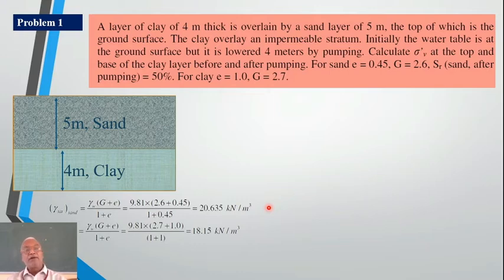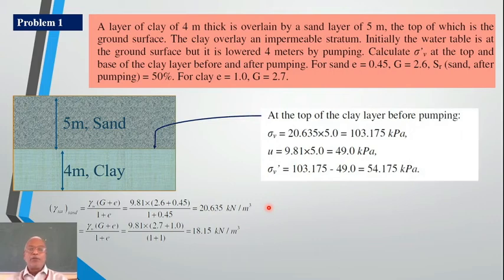Okay, now after drawing the stratification and then gamma etc, here at the top of clay layer, because they have asked you to calculate sigma dashed V at the top and base of the clay layer before and after. So at the top of the clay layer, before pumping, means there is no water table changing, it is here itself, right? Now sigma V is because of saturated soil, that is total pressure, that is 20.635 gamma multiplied by 5, gamma H. So 103.175 kilopascals is the vertical pressure at this level.